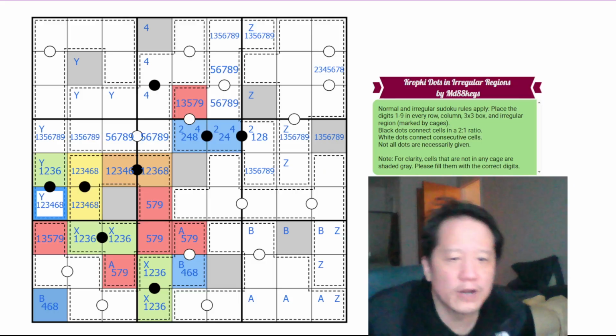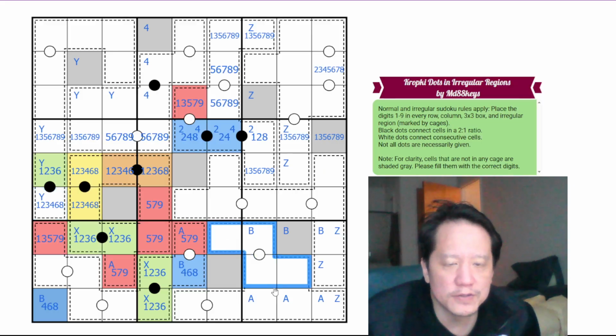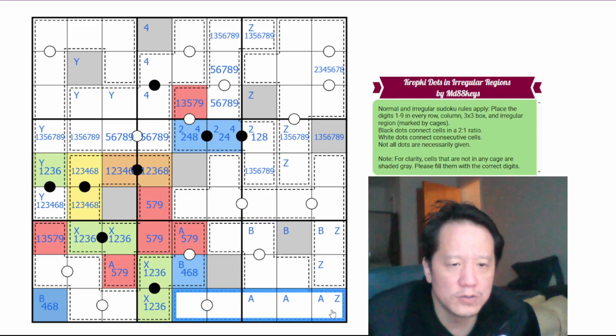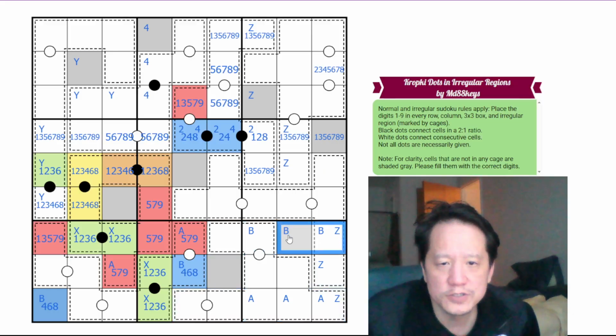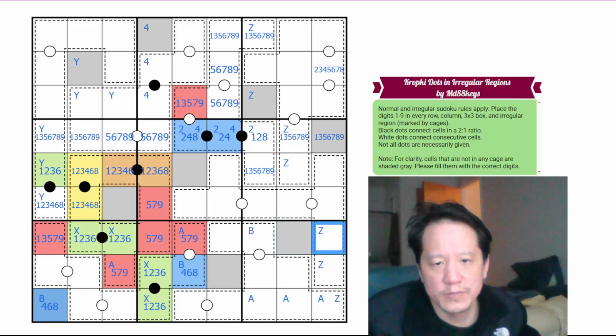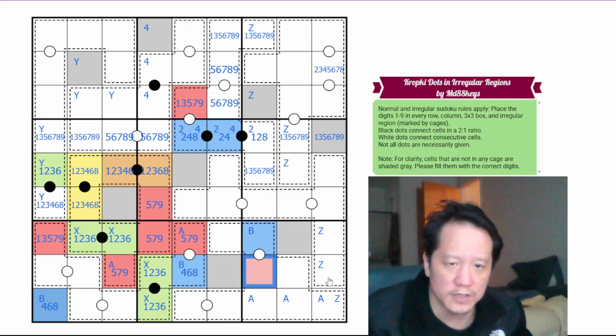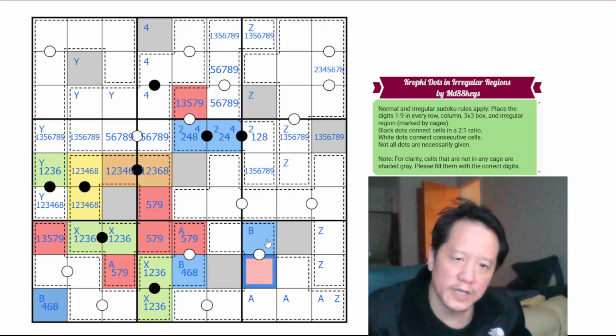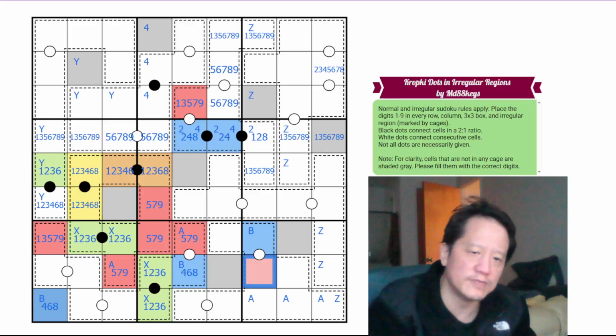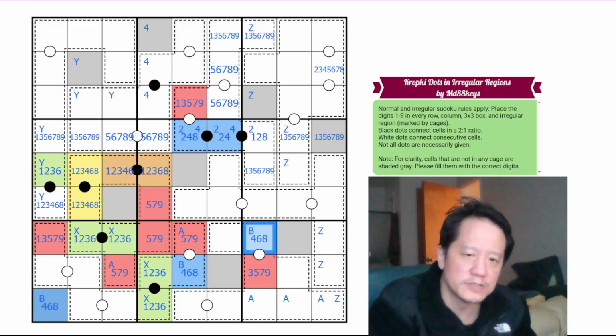Oh, where is B in this cage here? Can't be here. Can't be here. Can't be here. So it must be here. So this is definitely B. This is Z here. This is definitely B and is even. So this must be odd here. And it has to be 3, 5, 7, 9, because this is 4, 6, 8.